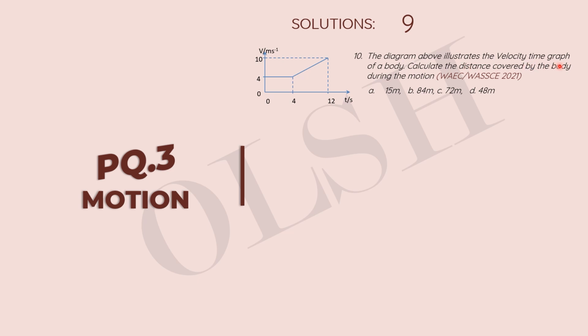Calculate the distance covered by the body during the motion. So of course we have a body that moves from this point to this point, and then from this point to this point. We're asked to calculate the distance covered, and this is the velocity time graph. In the previous question, we were asked about the deductions we can make from a velocity time graph, and I remember saying that we can get the distance covered by finding the area under the curve. So we're going to do that here now to get the distance covered by the body.